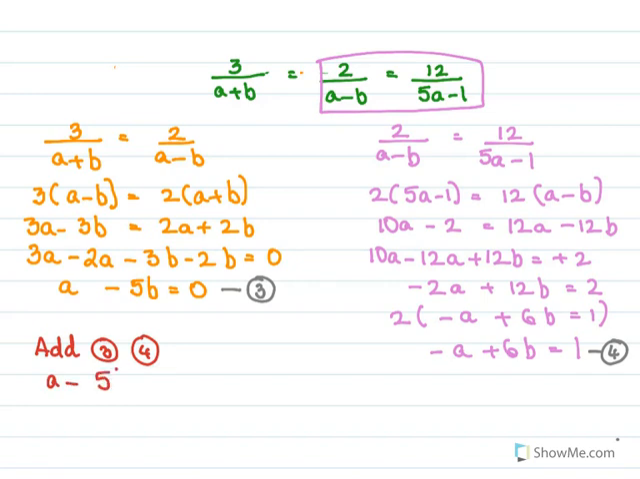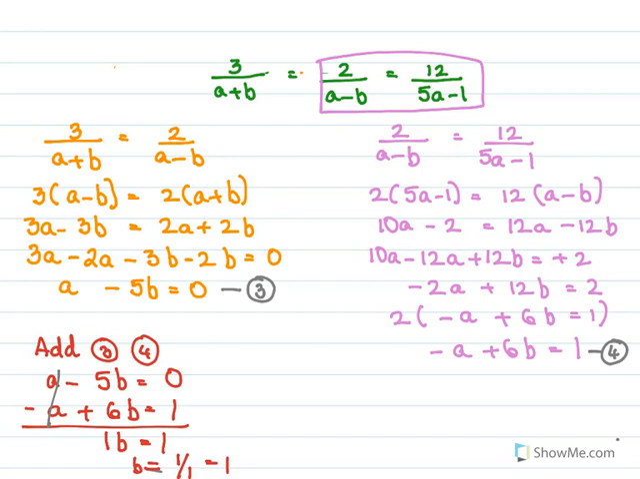So I have a minus 5b equals 0, and here minus a plus 6b equals 1. Plus a minus a will cancel out, and minus 5b plus 6b will be 1b equal to 1. So b equals 1 over 1, which is 1. So I got the value of b.